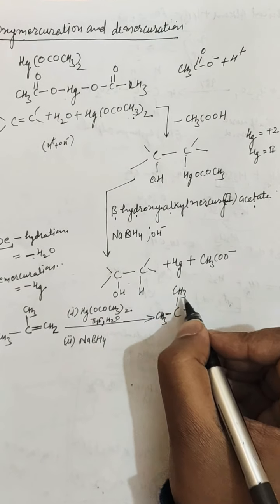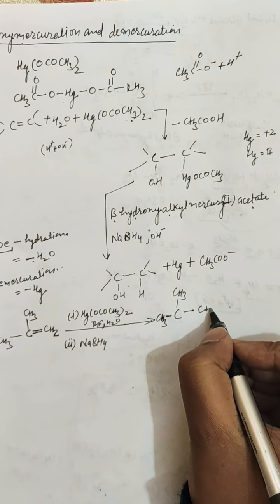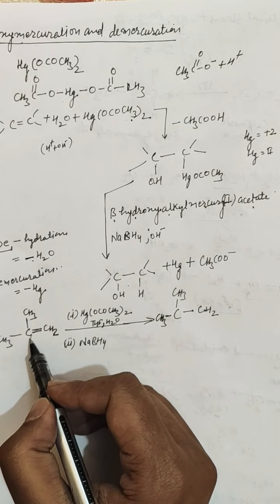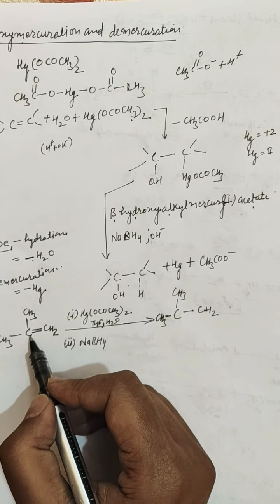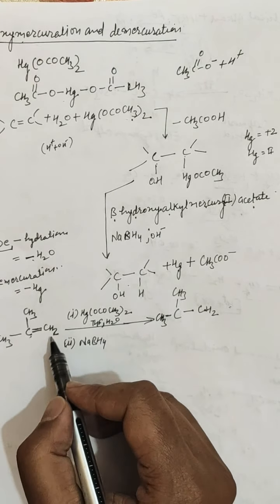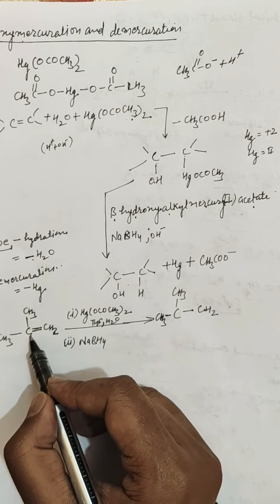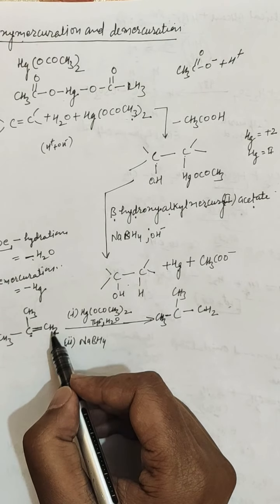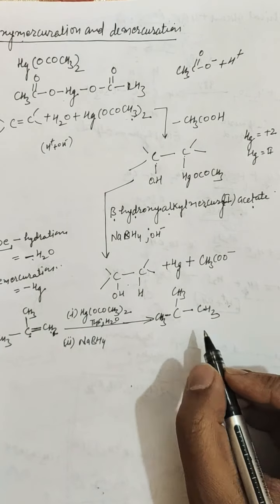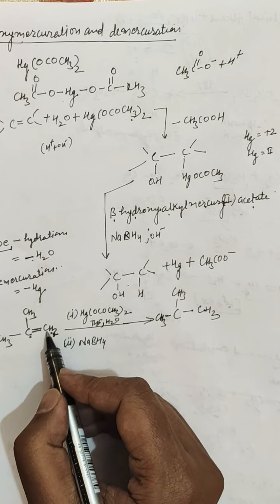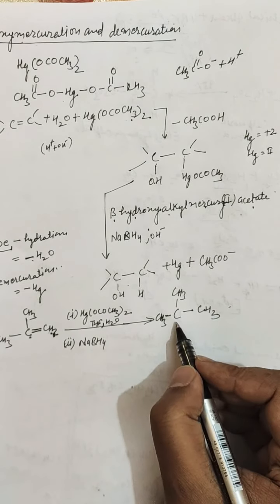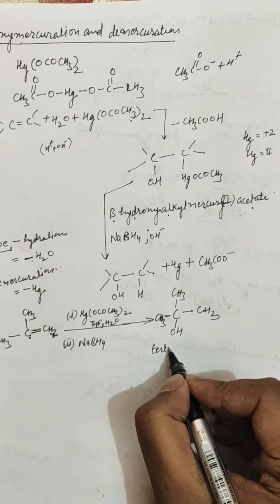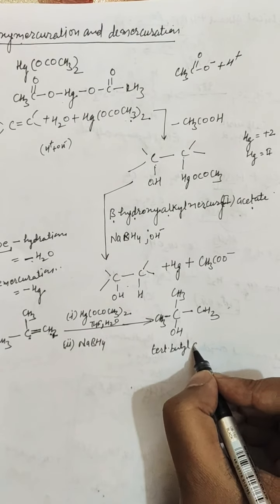Markovnikov rule. So you can see here that this carbon was with the purer hydrogen atom, so the negative part of the addendum will go to this carbon, whereas this carbon has more hydrogens as compared to this carbon, so the positive part of the addendum will be added to this carbon. So hydrogen will be added to this carbon, it will convert from CH2 to CH3, and further here this OH group will be added. So this is the formation of tertiary butyl alcohol.